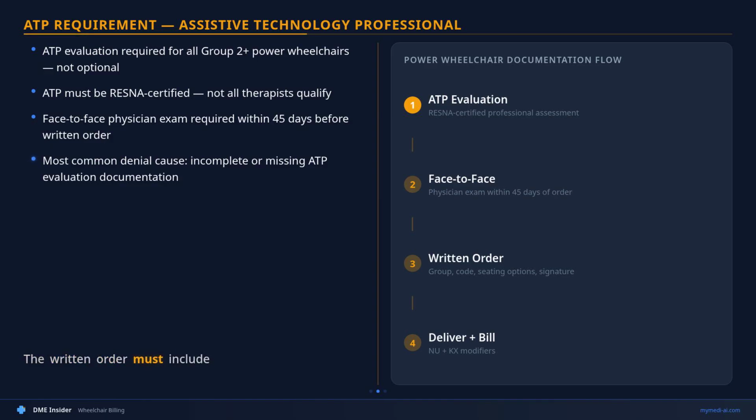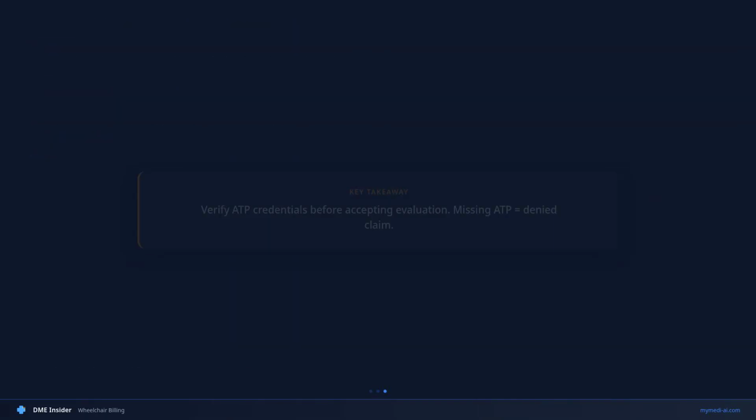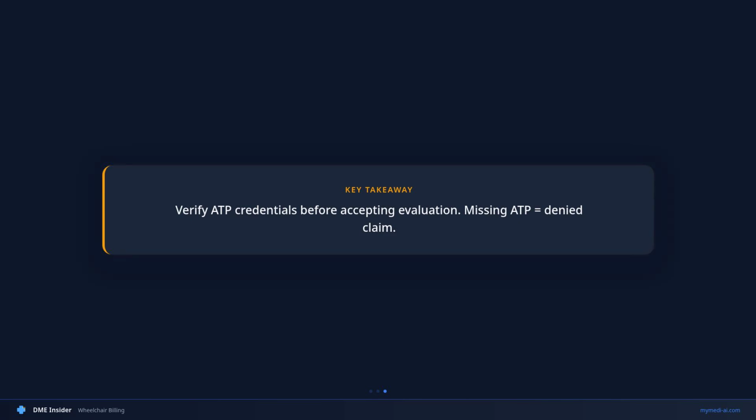The written order must include the specific group and code, the seating options, the physician's signature, and the date. A generic order for a power wheelchair without specifying the group will be denied. According to CMS claims processing data, the most common reason for power wheelchair claim denials is incomplete or missing ADP evaluation documentation. The second most common is the face-to-face requirement not being met within the 45-day window.